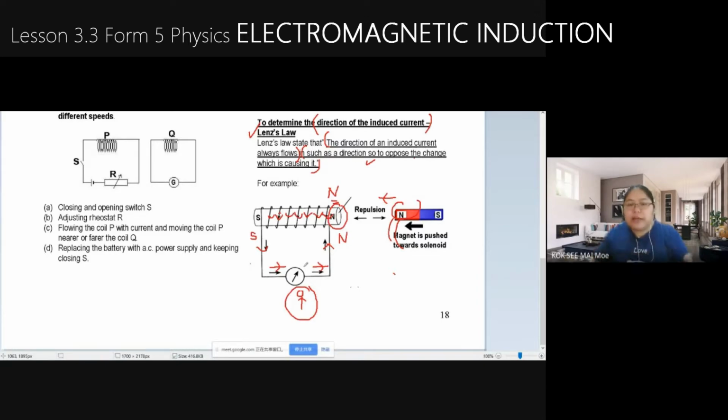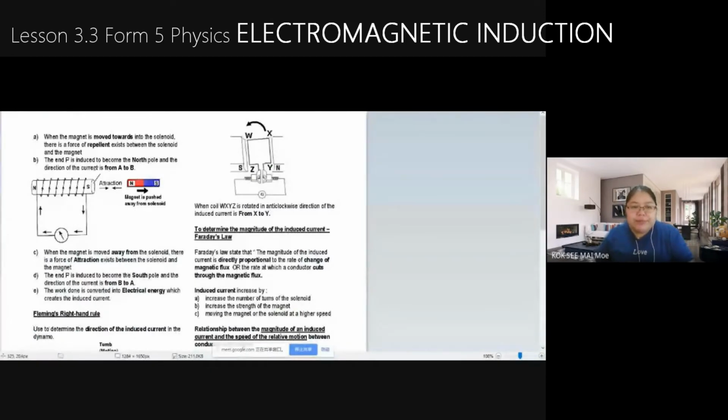Then we go to the second page, where the magnet wants to come out. Second page, the explanation for just now. When the magnet is moved towards the solenoid, wanting to go in, there is a repulsive force between the solenoid and the magnet. Why do we have this? Because we follow Lenz's law. Now the end of the solenoid is induced to become the north pole because you want to go in.